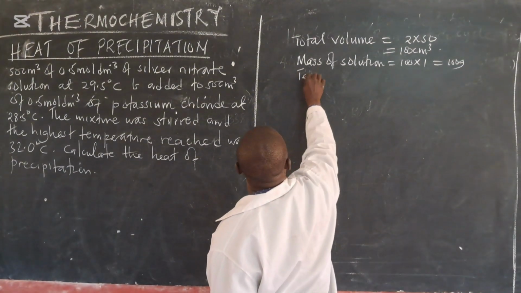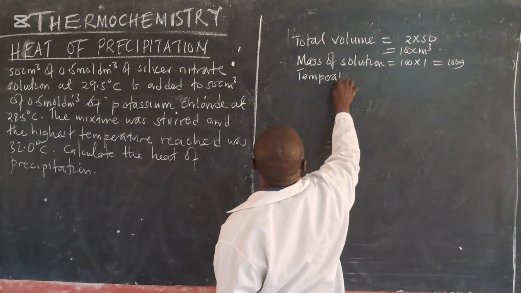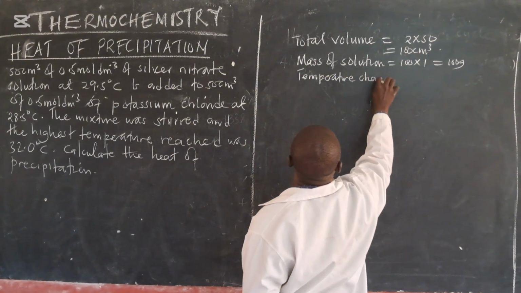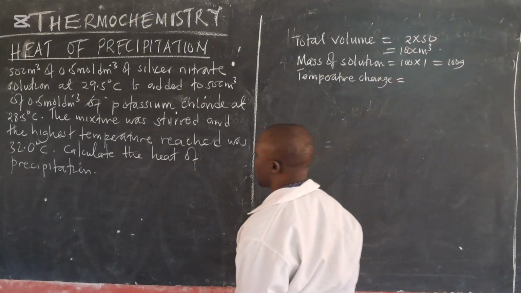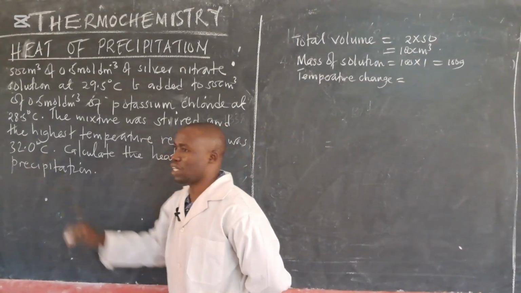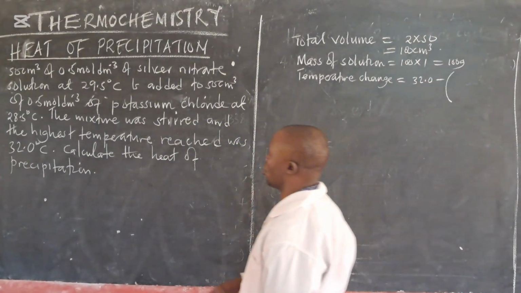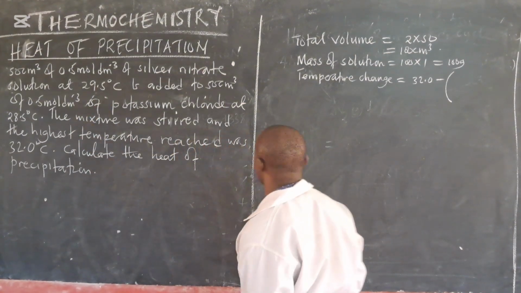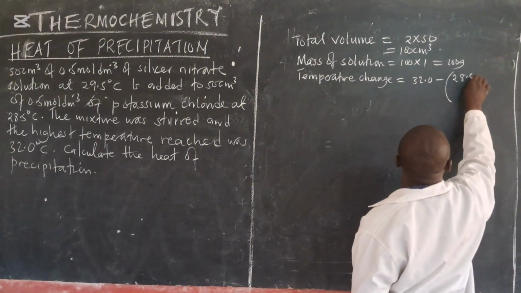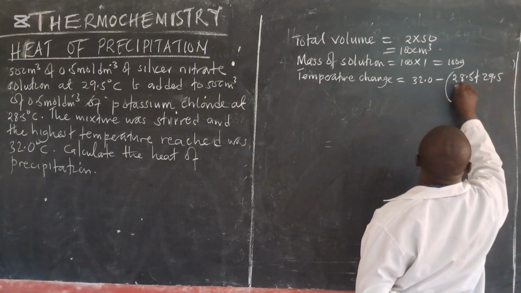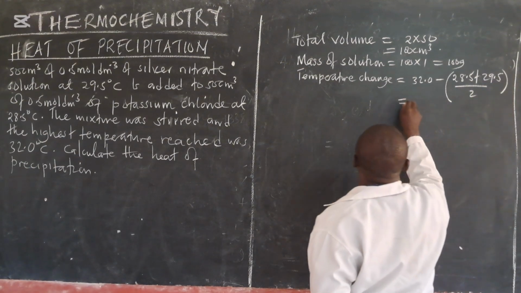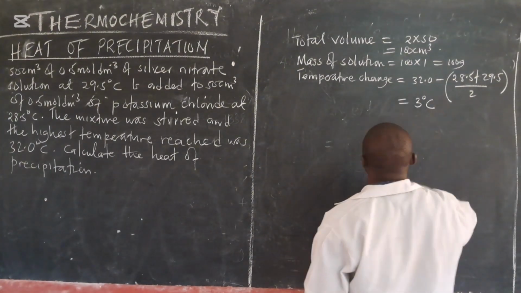So let's look at temperature change. We are simply going to look at the final temperature, which is 32, minus the average initial temperature, 29.5 and 28.5, out of 2. So we get about 3 degrees Celsius.